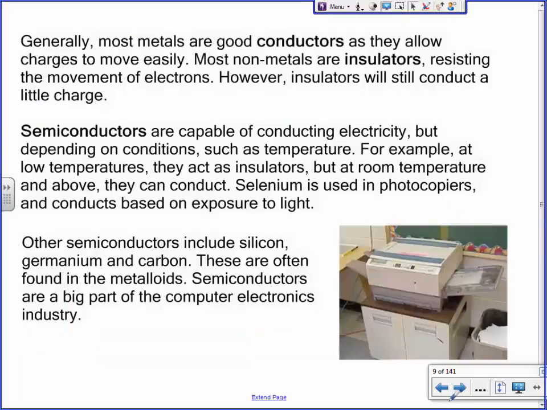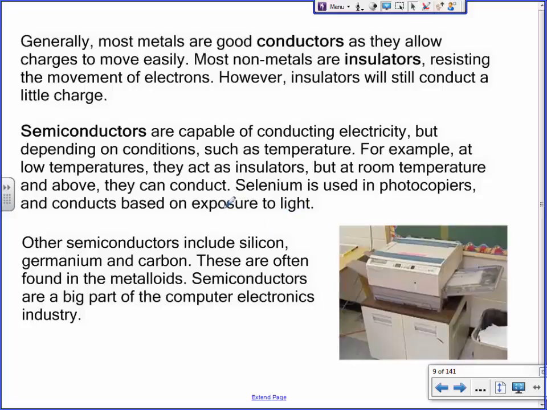Here's a slide, you can read through it. Most metals are conductors, most non-metals are insulators. Semiconductors are capable, but it depends on the conditions. Apparently photocopiers have semiconductors in them based on selenium. I guess the concept is that it's based on exposure to light, and that's actually the whole principle behind how the photocopier works.